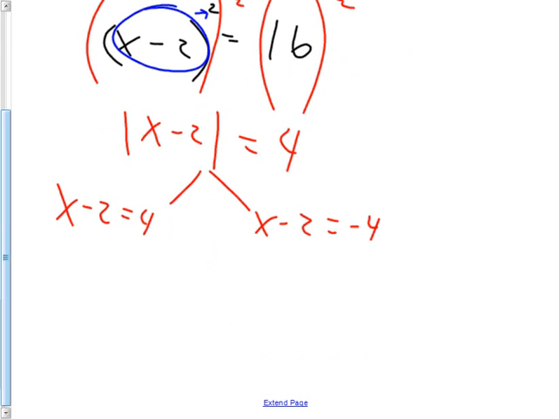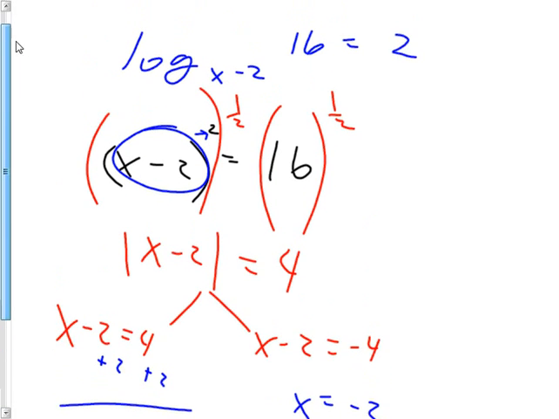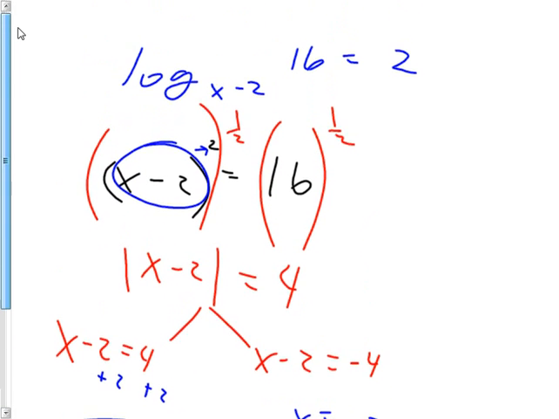And the two answers are x equals negative, no wait, add 2 to the negative 2. Or, over here, adding 2 to both sides, x equals 6. So 6 is one of the answers, but negative 2 is the other answer. But then, you're supposed to not only get two answers, you're supposed to notice that when I put it back into the original, 6 actually works.